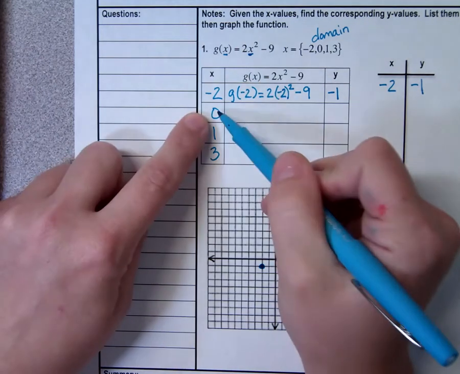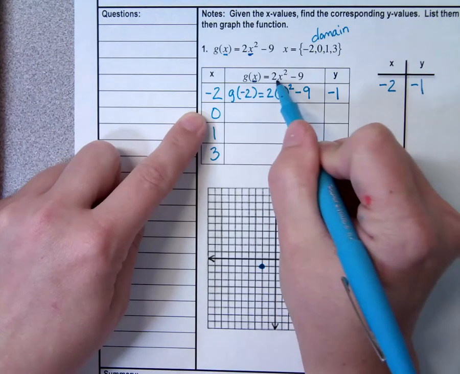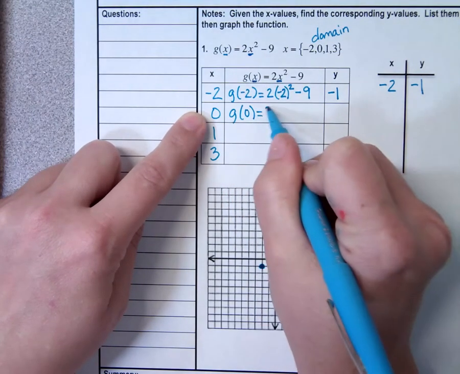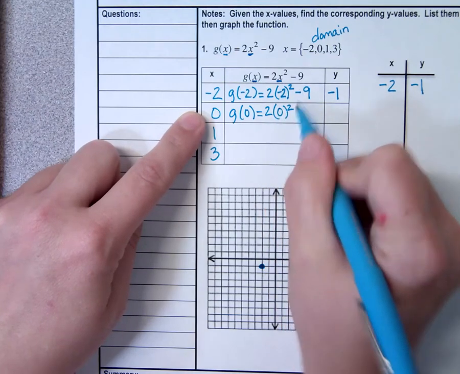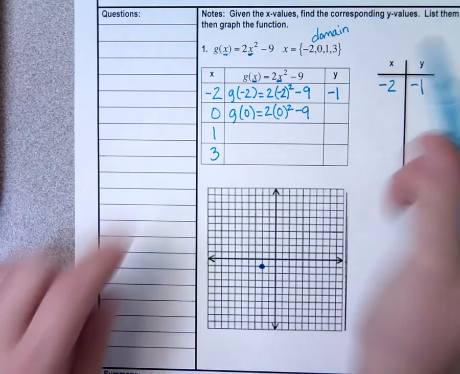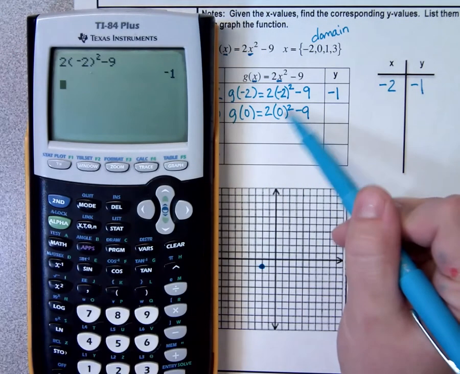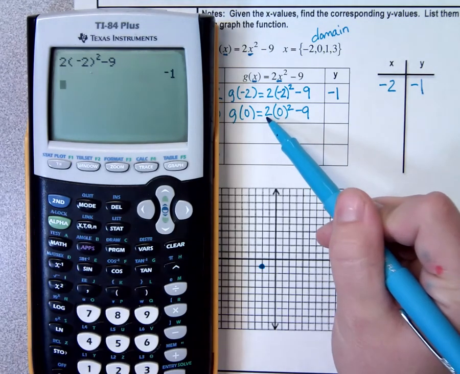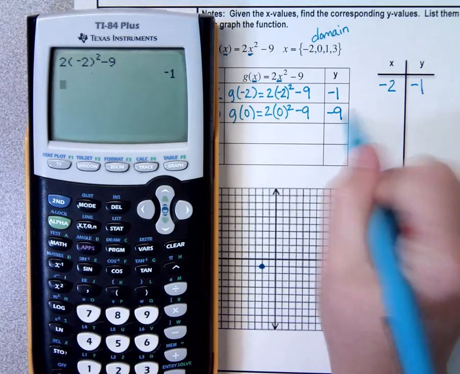Okay, this time my x value is 0, so I'm going to put 0 into this x and 0 into this x. So g of 0 equals 2, slap your parentheses down, 0 squared minus 9. Let's just practice our order of operations. 0 squared, 0 times 0 is 0. 0 times 2 is 0. And 0 minus 9 is -9.